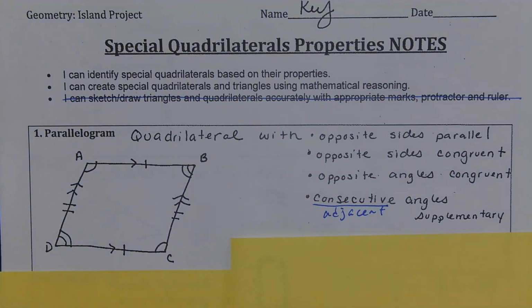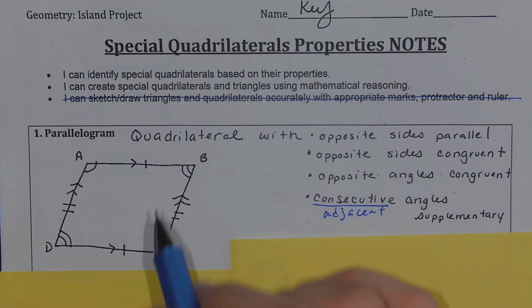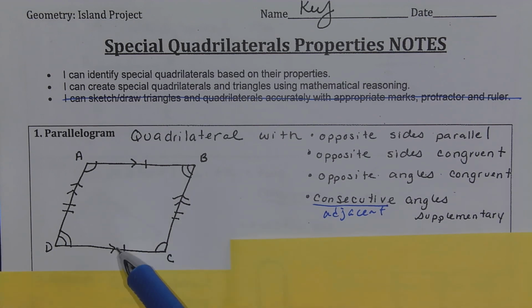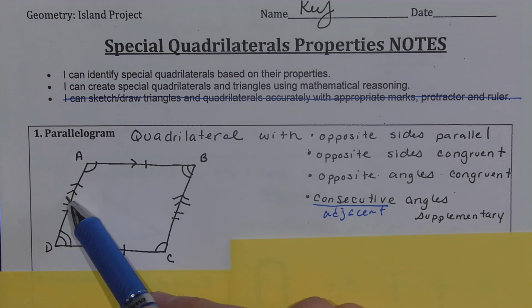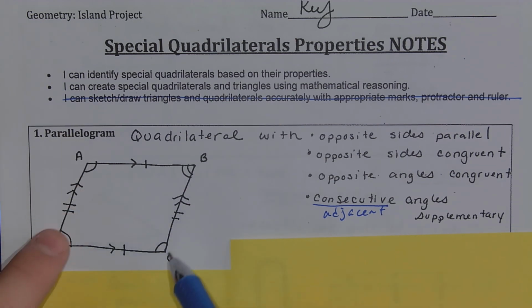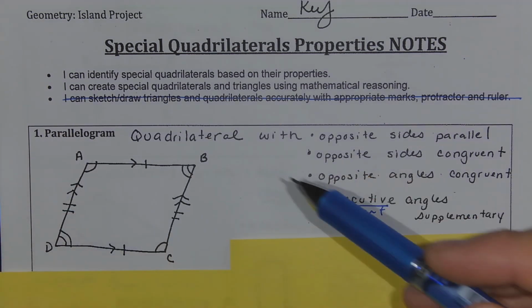This is the diagram I have for parallelogram. As you can see, there's a lot of information on it. So when you're looking at this, some things to notice. First of all, arrows indicate parallel lines. So these two sides both have one arrow. These two sides both have two arrows, indicating that these two sides are parallel and these two sides are parallel.